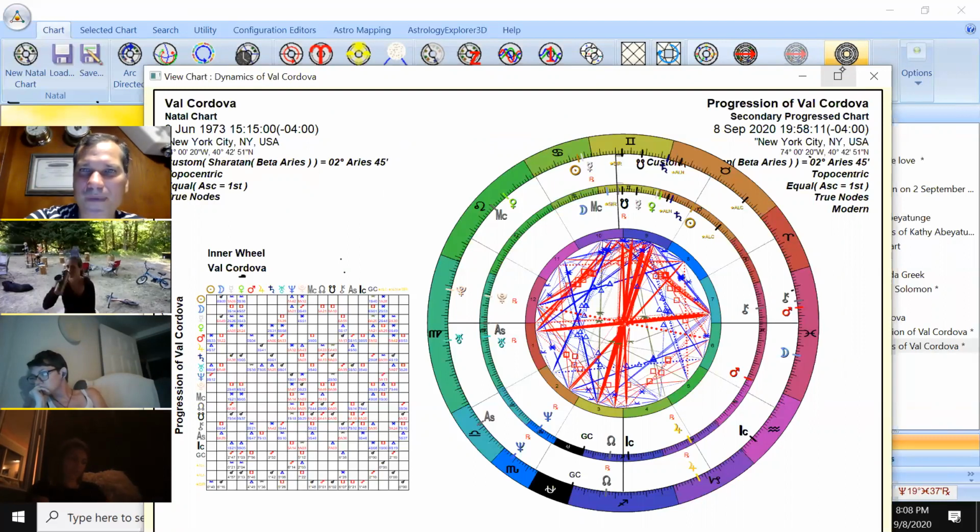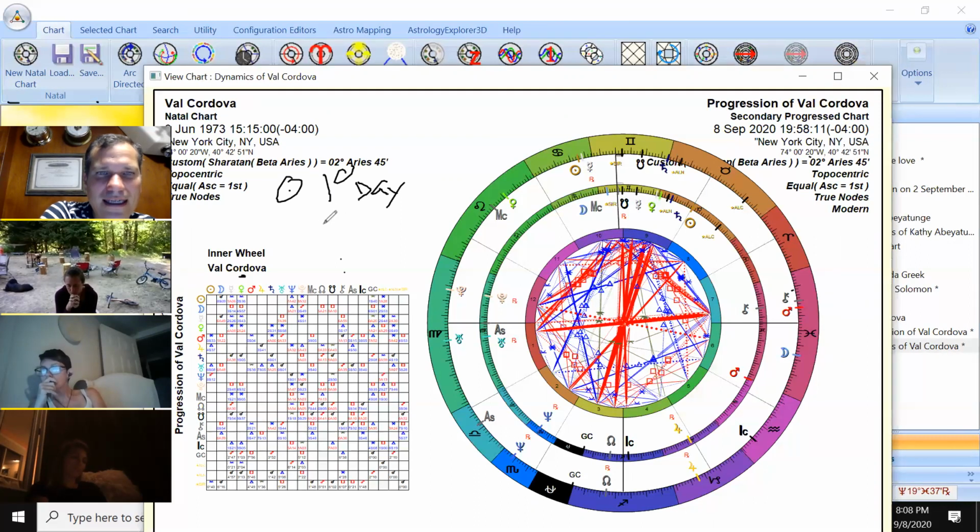So another example, the easiest one to remember is the sun is 1 degree a day. That's what the sun moves, right? That's where we get the whole 30 degrees, 30 days. So 1 degree a day equals one degree a year in a progression. So it's 12, whatever we said.